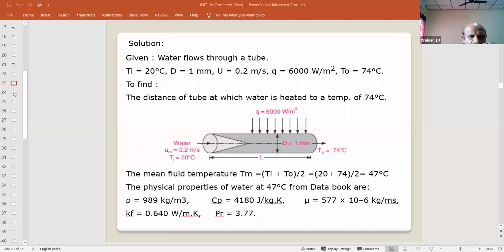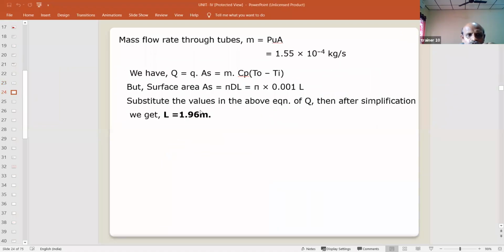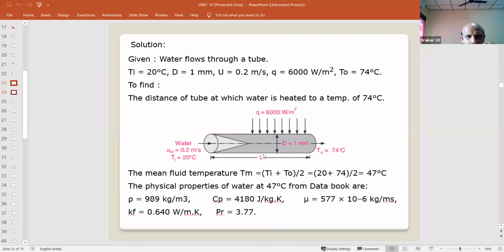So after calculating that, we have to calculate the Reynolds number. Here, no need to use all those formulas. Why? Because here we are going to calculate the length of the tube only. So we have to find out the distance. That means L we have to calculate.